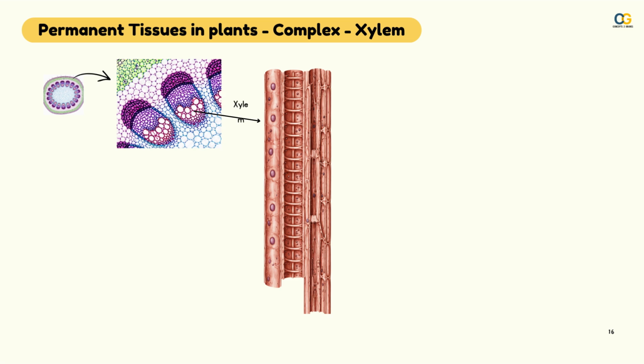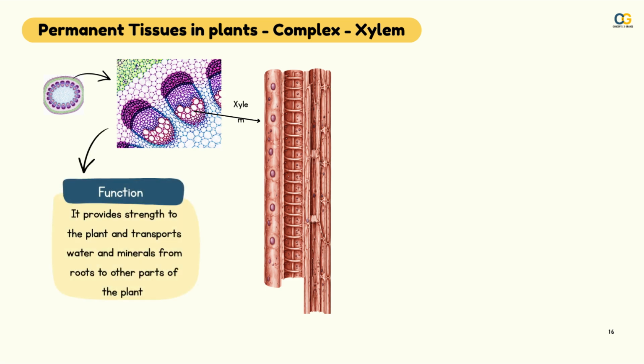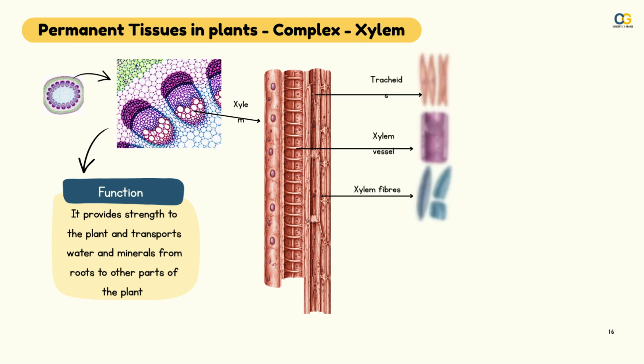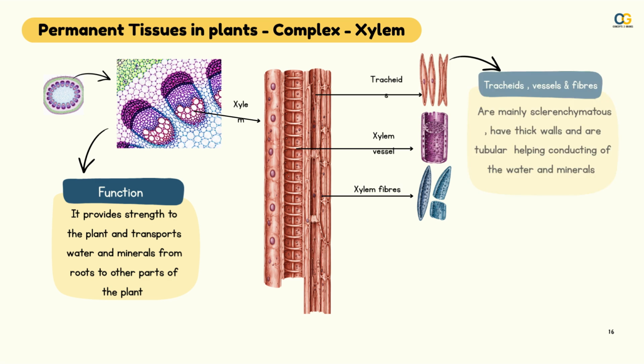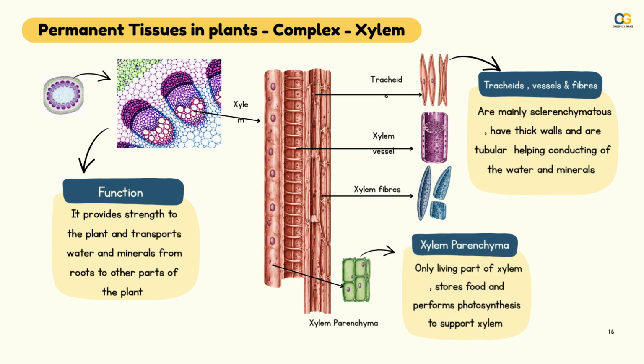So in xylem, the function is to provide strength to the plant and transport water and minerals from the roots to other parts of the plant. Xylem mainly has tracheids, xylem vessels, and fibers, which are sclerenchymatous, that is mostly dead cells having thick walls and are tubular in structure that helps in conducting water and minerals. The xylem parenchyma is the only living part of xylem that stores food and performs photosynthesis to support this tissue.